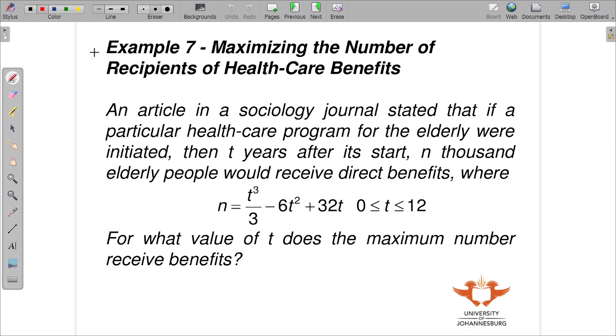Okay, let's go into this again. Now, another example: an article in a sociology journal stated that if a particular healthcare program for the elderly were initiated, then 3 years after it starts, 10,000 elderly people would receive direct benefit. So they gave us the equation here. For what value of t does the maximum number receive benefit?